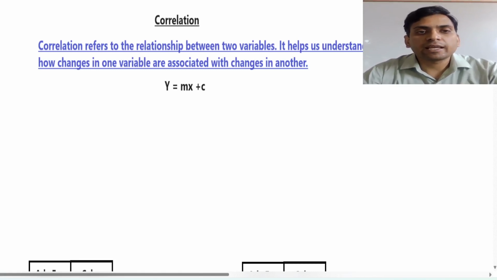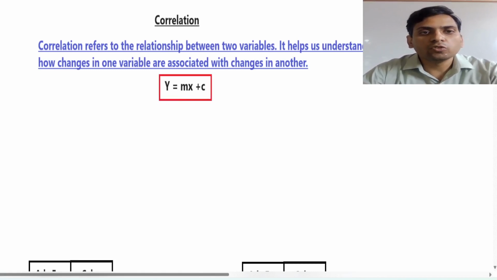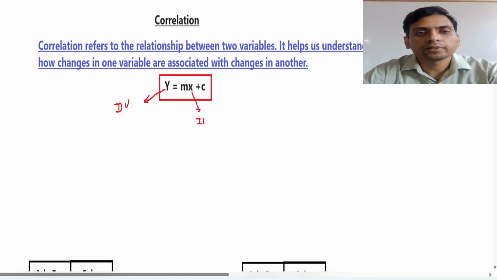So I will explain this definition by using the equation y is equal to mx plus c. This is the equation of a straight line, but it is the easiest way to understand the concept of correlation. In this equation you will see mainly two things. This is the dependent variable and this is the independent variable. This term is considered as the slope in the equation of a line, and this is considered as the intercept.